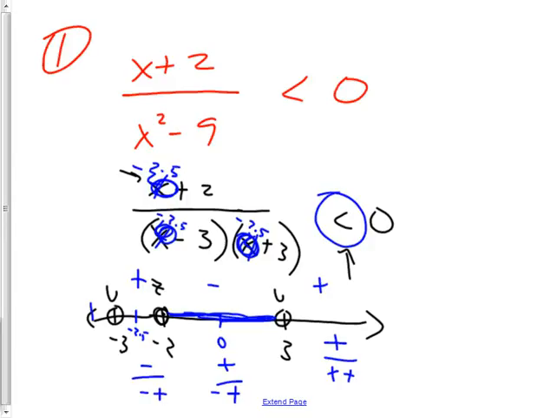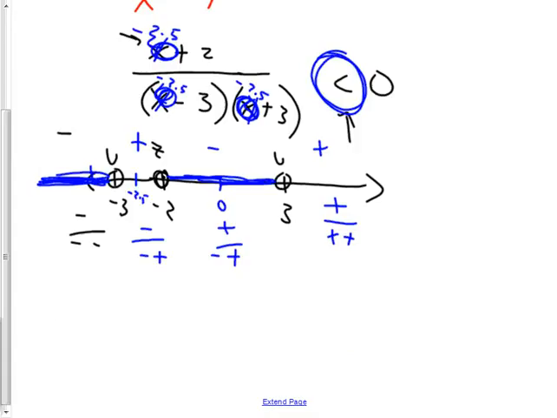The last one I'll test is -4. That's going to make everything negative. Yep. Negative over negative, negative. What's that mean? Negative. So that's also negative, which means it is less than 0. It works. There we go. So my final answer then is from negative infinity up to -3, and then -2 to 3. No brackets.